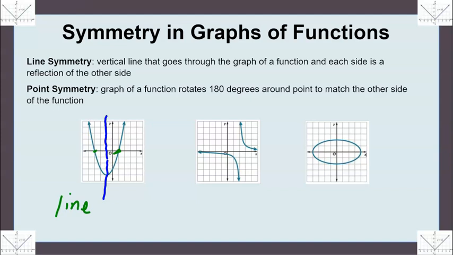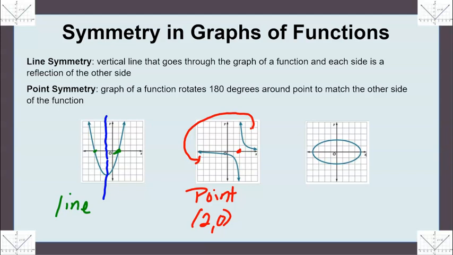This one would actually be point symmetry because if I put a point right here, and if I would rotate this graph 180 degrees, it would match up with this part of our graph. So we would say this has point symmetry, and the point that it would rotate around would be (0, 2).